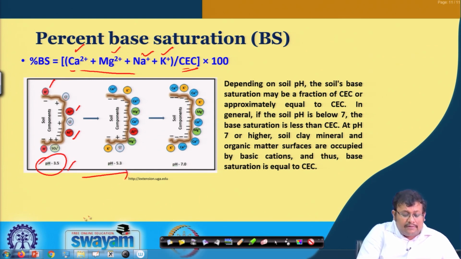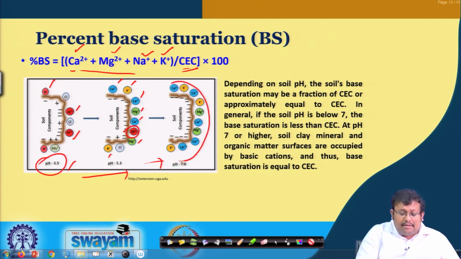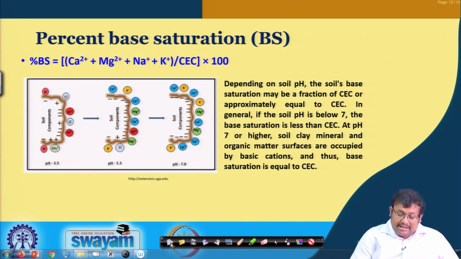As the pH increases from 3.5 to 5.3, you can see that the exchange complex is now comparatively more dominated by these positive cations, however, there is still a presence of these Al3 plus acidic cations. As the pH further increases, you can see all the exchange sites are occupied by these positive basic cations, and as a result, the percent base saturation is almost equal to the cation exchange capacity in alkaline conditions.